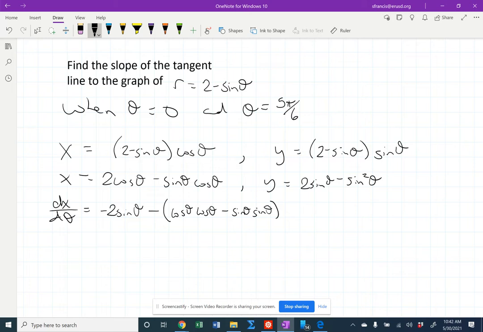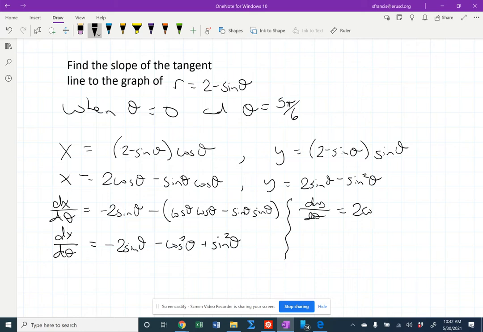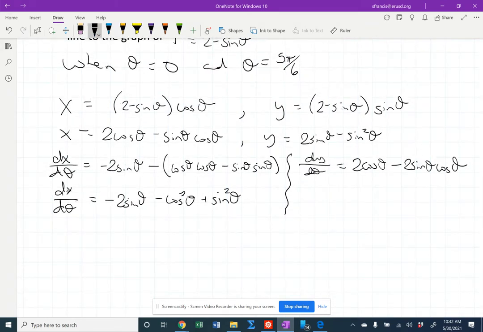It's not cosine squared plus sine squared. This is a double angle formula for cosine if you recognize it, but if you don't, that's okay. You don't have to. You might just want to write minus cosine squared theta plus sine squared theta when you distribute that subtraction on the outside, and just leave it like that. That's fine. You don't have to do anything more to it. Now, dy over d theta is going to be 2 cosine theta minus 2 sine theta times cosine theta. No simplifying needed there. So if I want the slope of the tangent line, that's dy over dx.